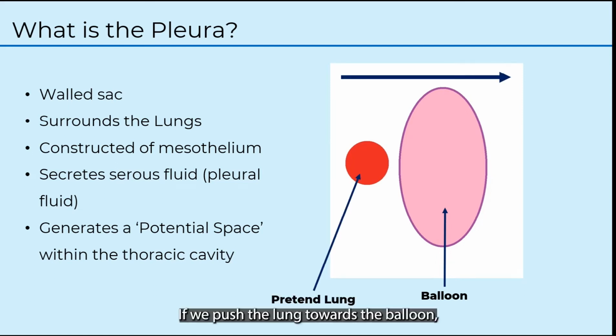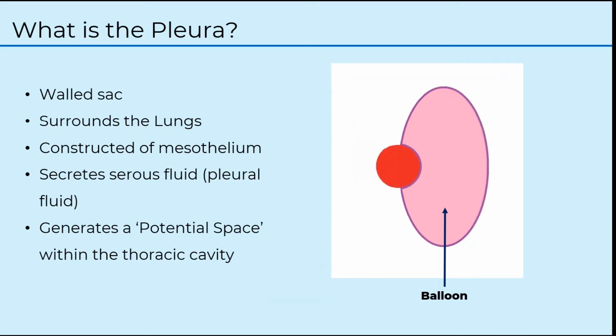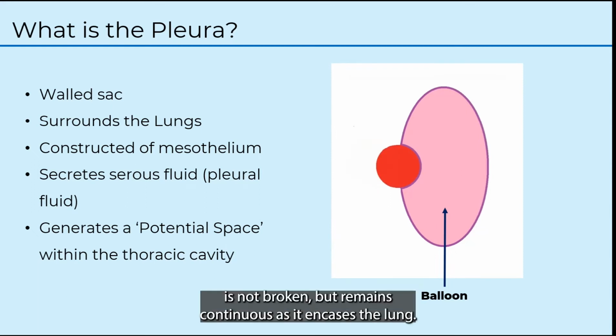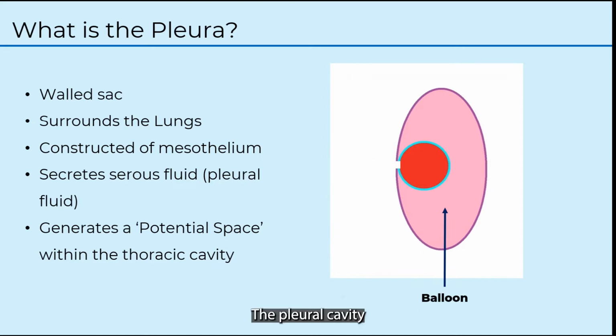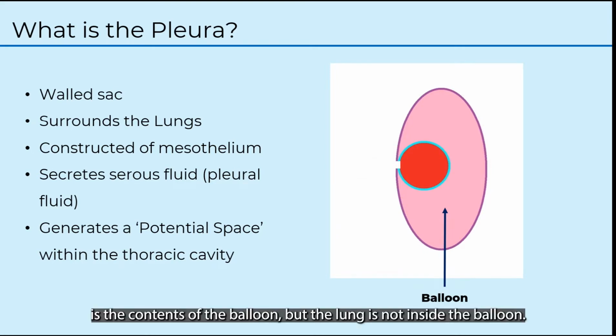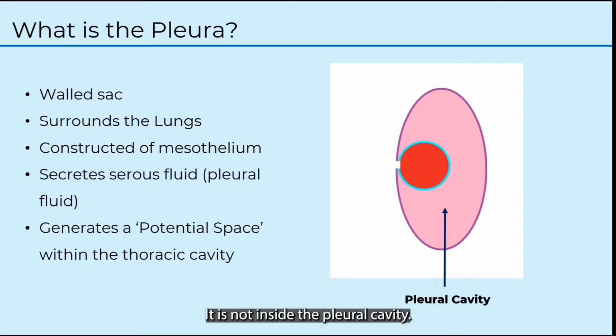If we push the lung towards the balloon, we can see that the balloon moulds itself around the lung. But the mesothelium pleura is not broken but remains continuous as it encases the lung. And the lung is not inside the pleural cavity. The pleural cavity is the contents of the balloon, but as the lung is not inside the balloon, it is not inside the pleural cavity.